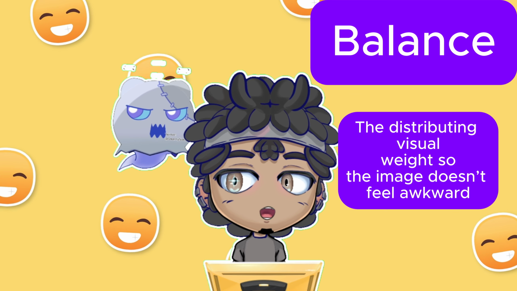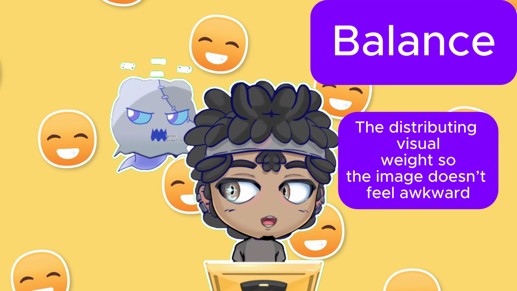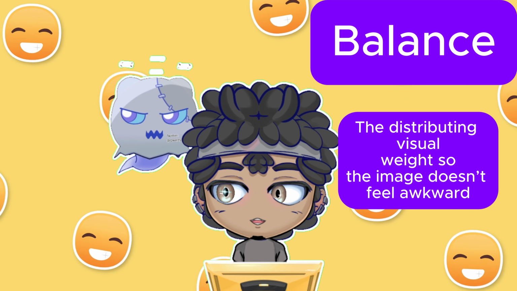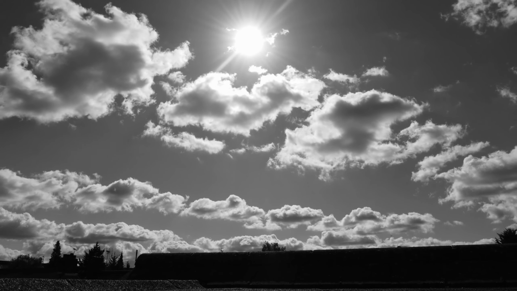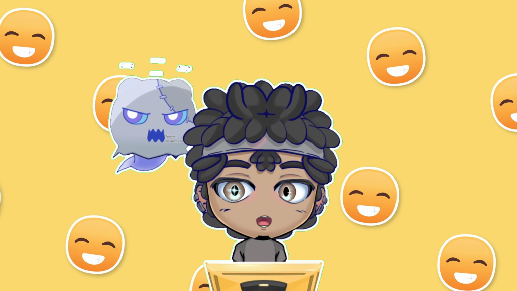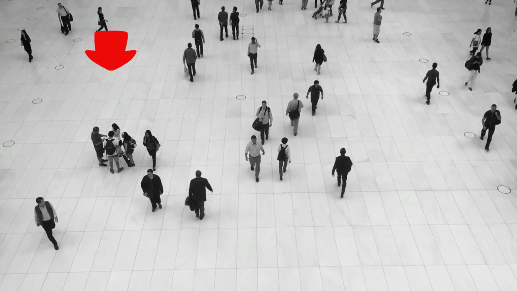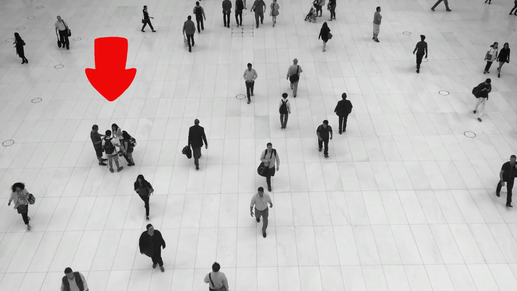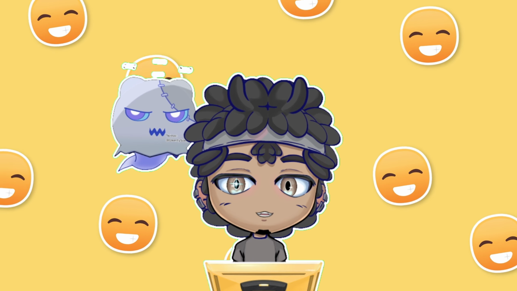Balance. What is balance? Balance is distributing visual weight so the image doesn't feel awkward. Visual weight comes from size, brightness, and color. For example, if one side of your image has a large character and the other has a building, multiple smaller characters, or even environmental elements, this keeps the image feeling stable.